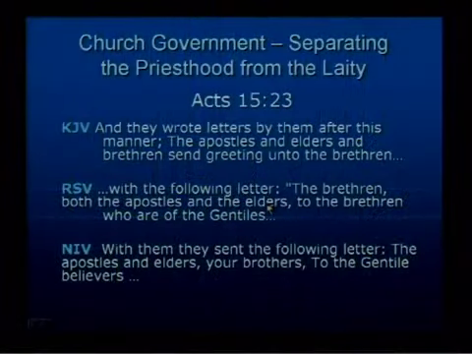The RSV: with the following letter, the brethren, both the apostles and elders, to the brethren who are of the Gentiles. The NIV: with them they sent the following letter, the apostles and elders, comma, your brothers, to the Gentile believers. What does this do? This is very important. All they've changed is basically a comma. That's all they've done. It's a very subtle change. But it's a mighty, mighty change. And I'll tell you why.